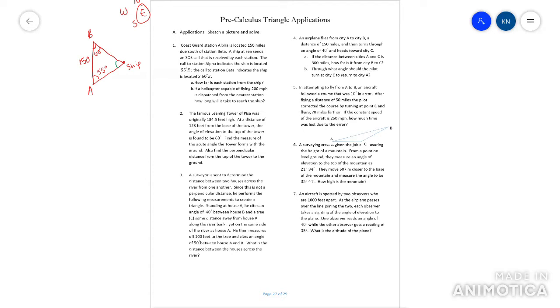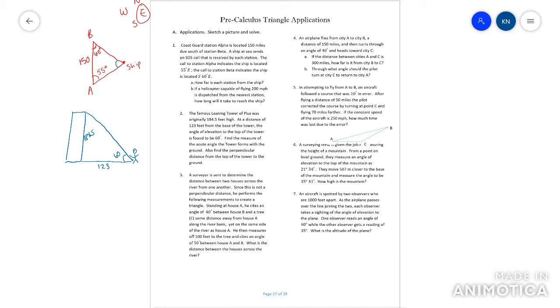All right, famous Leaning Tower of Pisa was 184 feet high. All right, so there's this tower that's leaning over a little bit that is 184.5 feet high. Okay. At a distance of 123 feet from the base of the tower. So there's some guy standing here measuring angles and whatnot. And he is 123 feet away. So this distance is 123. The angle that he finds is 60 degrees. So this angle right here is 60 degrees.